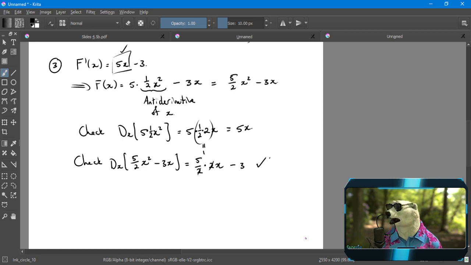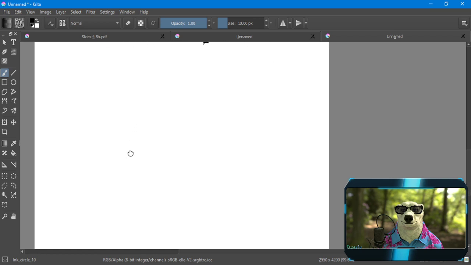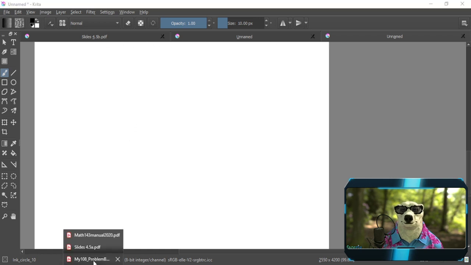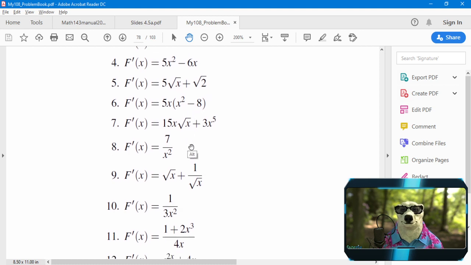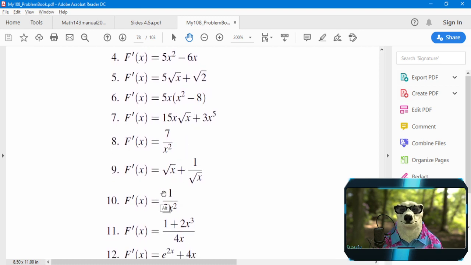Let me know in chat, like always, if there are any questions. So it's now just a question of doing enough of these to be comfortable with this reverse engineering of the power rule. Let's do number 4, 5x squared minus 6x.